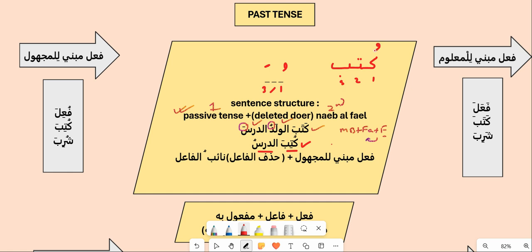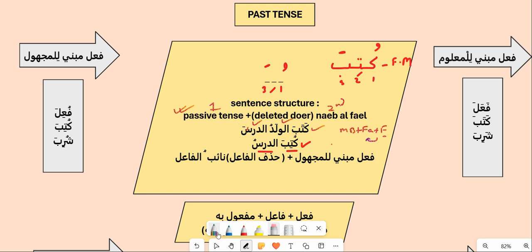So you're going to put a dhamma over the first letter, the kasra on the second last letter, haraka as it had originally. So it became kutiba. So now it has become a fail majhul, as you can see here, kutiba. Now, when you want to make a majhul sentence, this was all about changing a simple verb into a majhul verb.